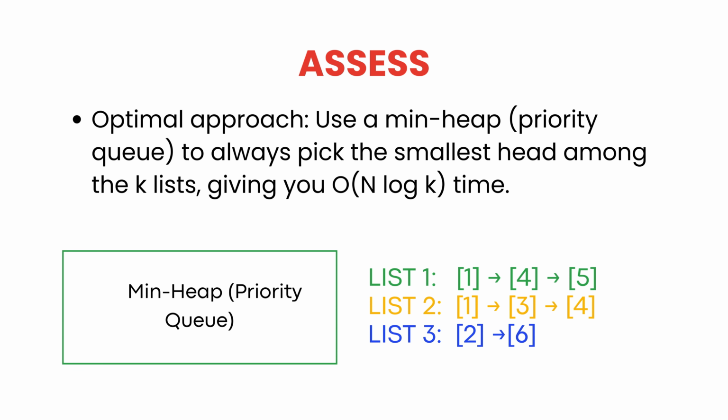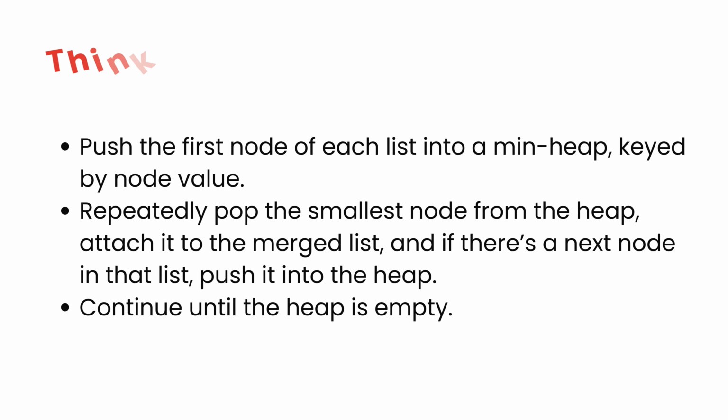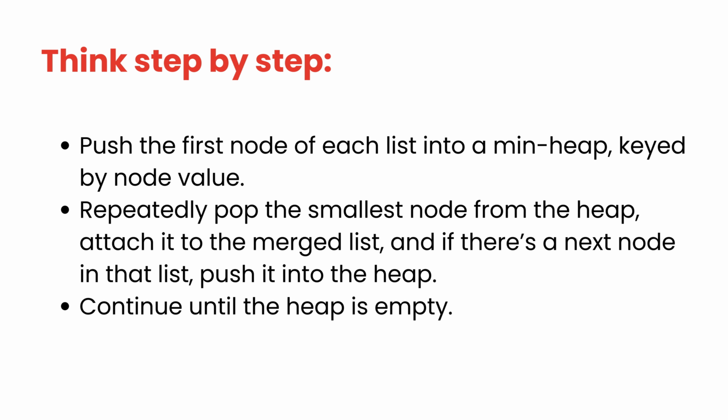Optimal approach: use a min heap, a priority queue, to always pick the smallest head among the k lists, giving you O(N log k) time. Let's think step by step. Push the first node of each list into a min heap, keyed by node value. Repeatedly pop the smallest node from the heap, attach it to the merged list, and if there's a next node in that list, push it into the heap. Continue until the heap is empty.